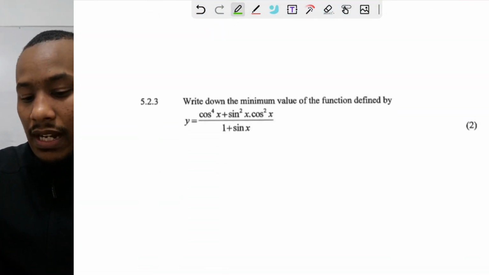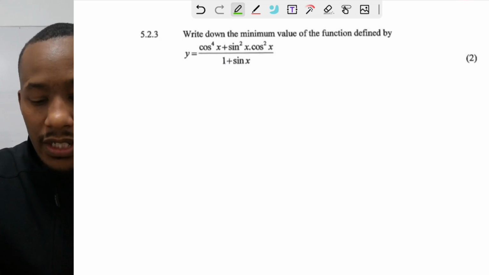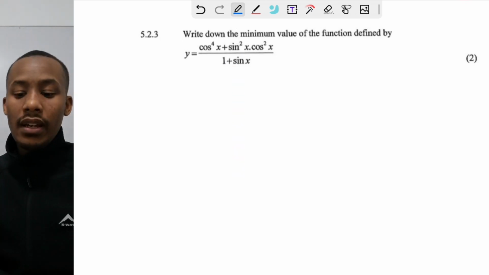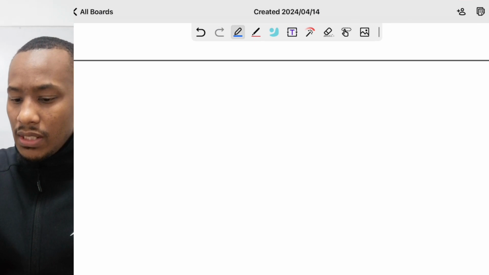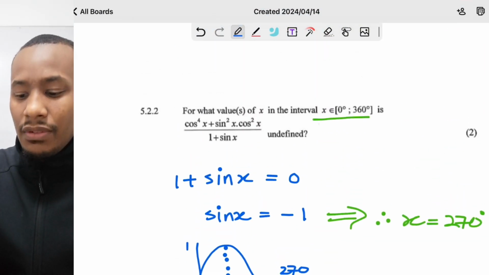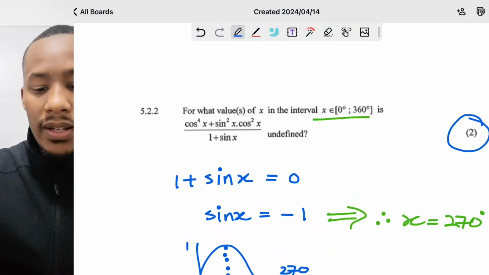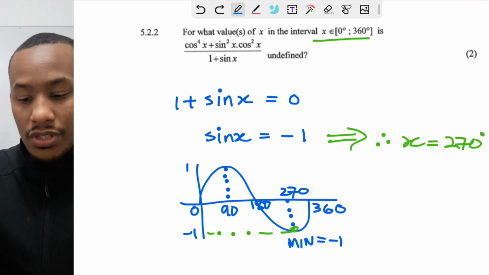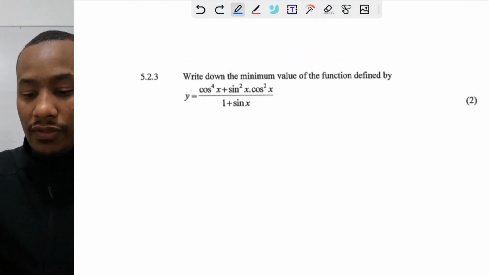I will show you later how to solve trigonometric equations the more conventional way. But for that equation, as you could see, it's only 2 marks. So why go through the whole process when you can just read off from the graph.